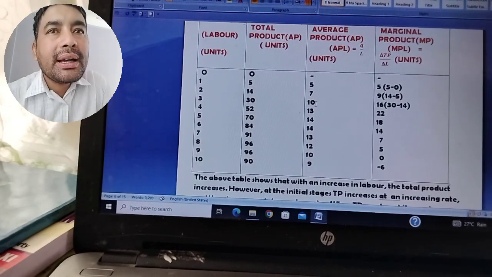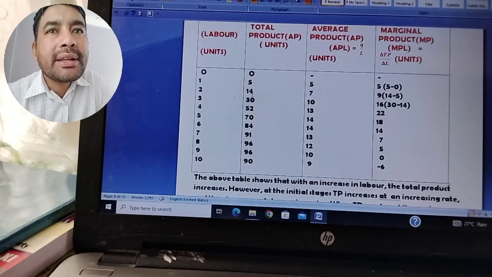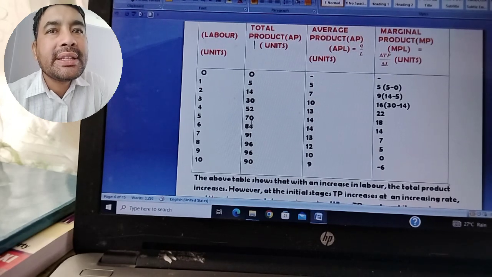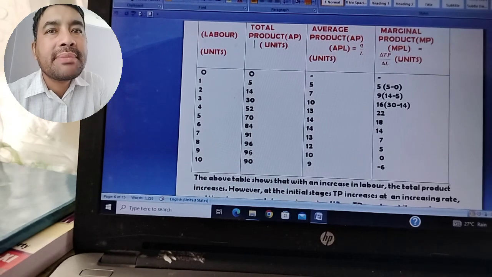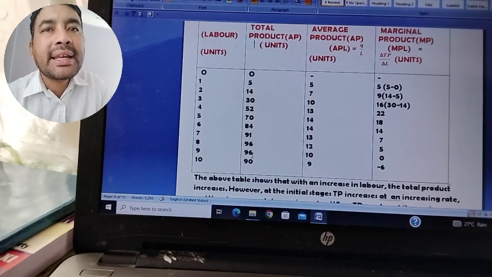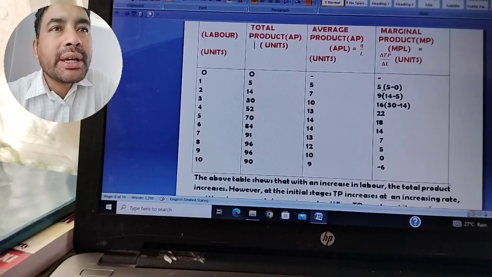Likewise, 30 minus 14. Likewise, 52 minus 30. Then again 70 minus 52. Then again 84 minus 70. Then 91 minus 84. Then 96 minus 91. Then 96 minus 96. Then 90 minus 96. So if you do this, first you will get 0, then 5, 9, 16, 22.